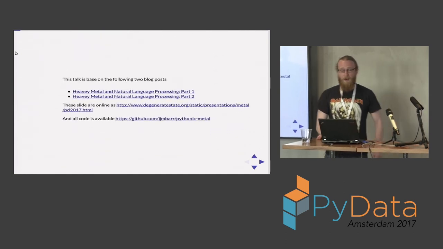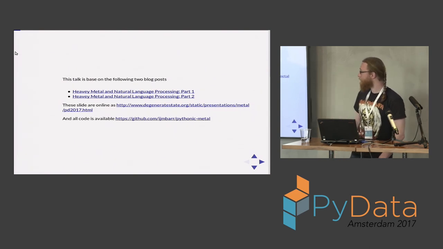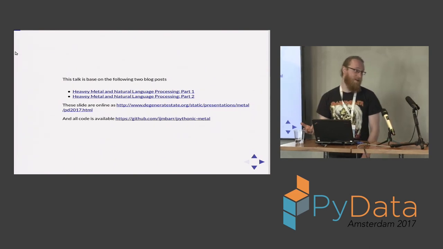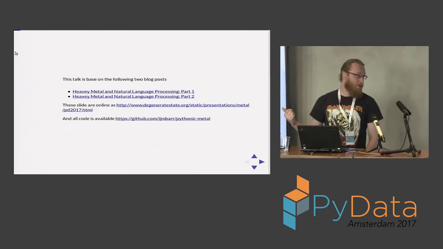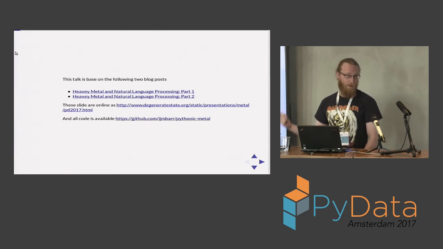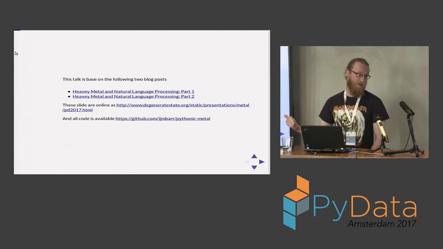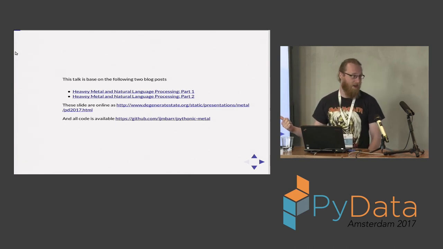So this talk's based around two blog posts I've written. You can find them here. Basically, heavy metal and natural language processing. The slides are also online, and so is all the code used to create all the images, diagrams, and text you see in this report. You can find it online here. I'll be providing a link to these slides so you can check everything out there.